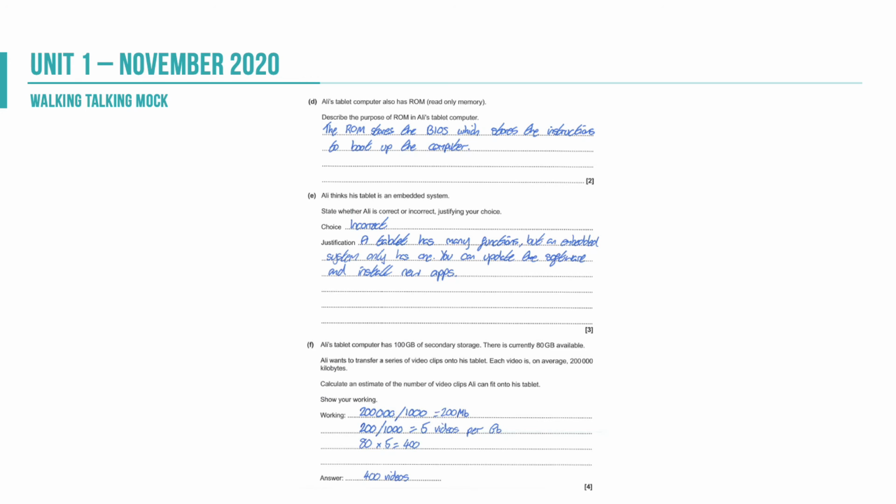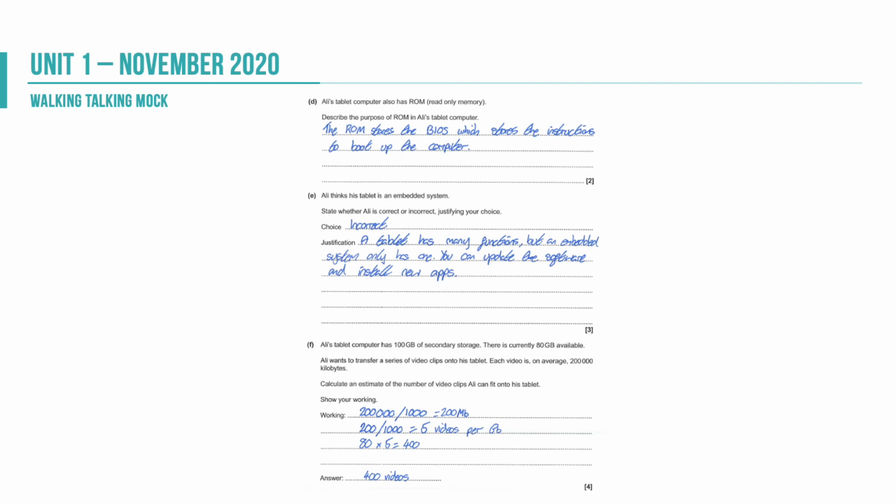I firstly want to work out how many megabytes is 200,000 kilobytes. I then want to work out how many videos we can fit into a gigabyte. And I've worked out that 5 videos equal 1 gigabyte. So to get to that point, you're going to get yourself 2 marks. I then need to say that I've got 80 gigabytes available, and I know that 5 videos are stored per gigabyte.